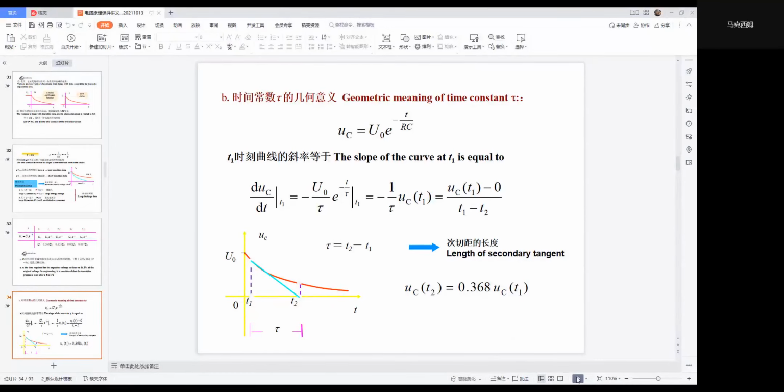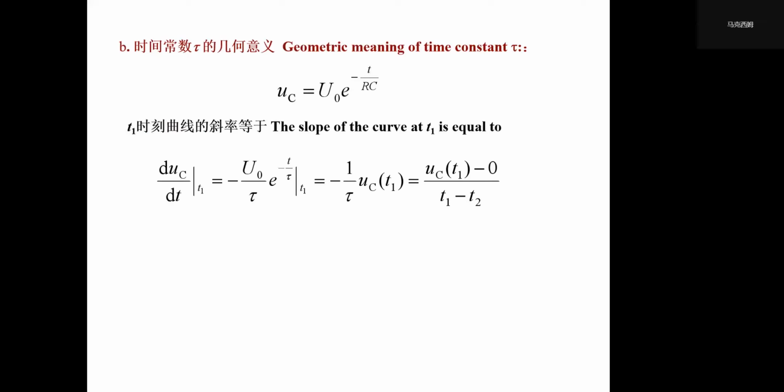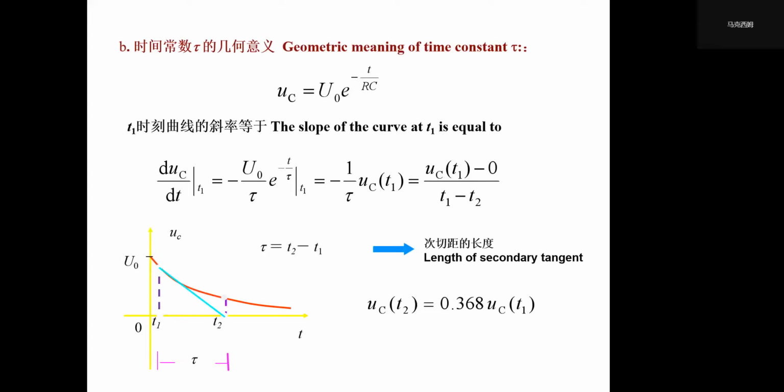Let's see. So this is the geometric meaning of the time constant. So this y is equal to 0.368. You see.